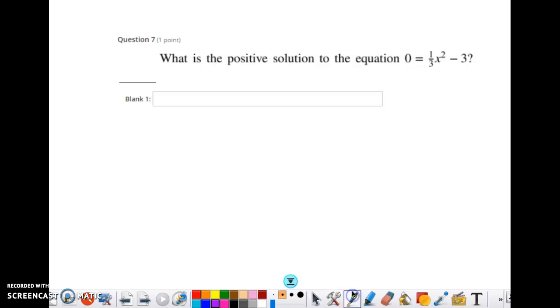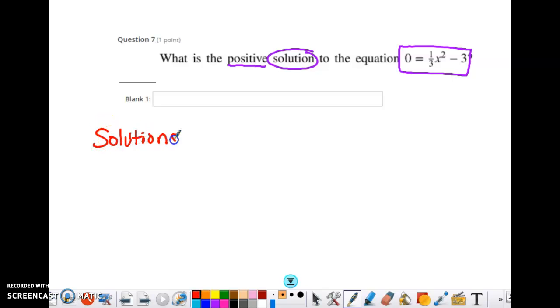Okay, problem number 7 is asking what is the positive solution for this equation? Okay, first of all, solution means what? There's different ways of talking about solutions. Those are your x-intercepts. We also call them the zeros, and we also call them the roots.